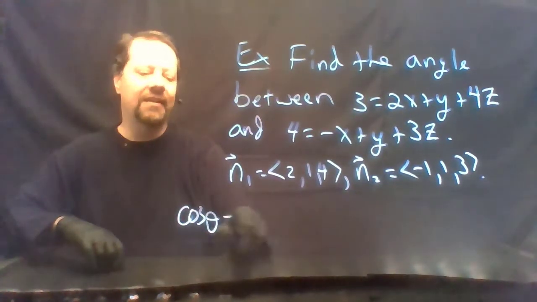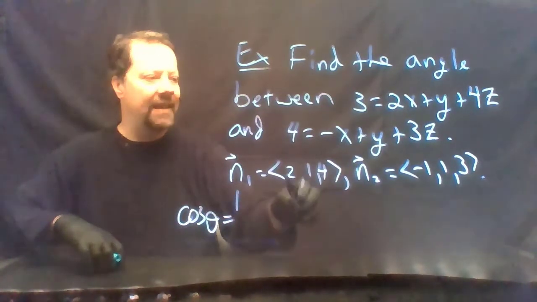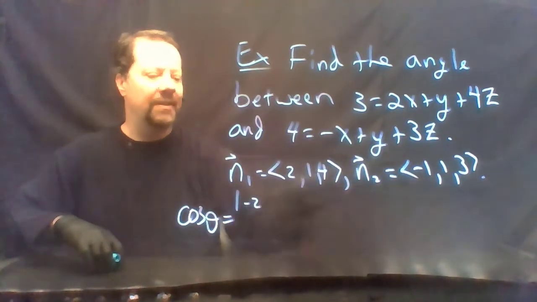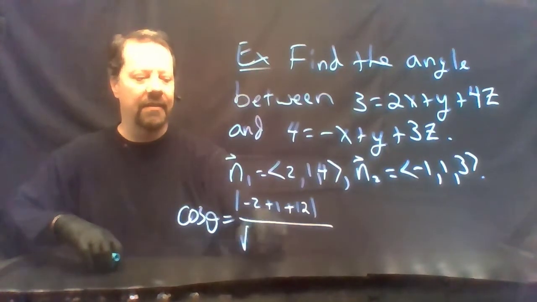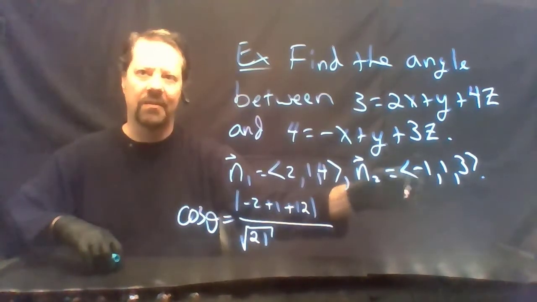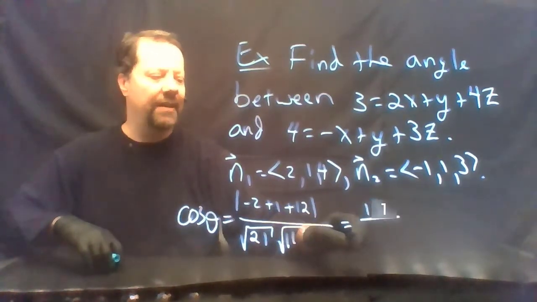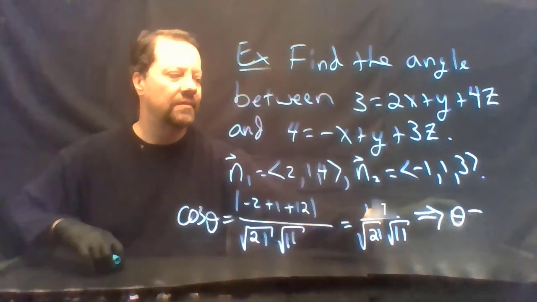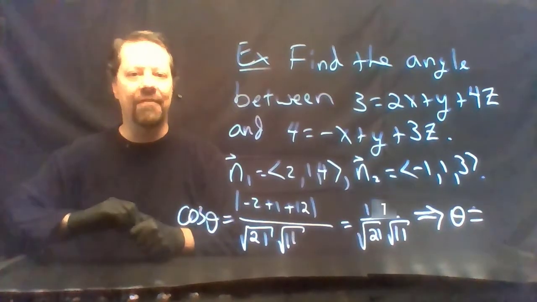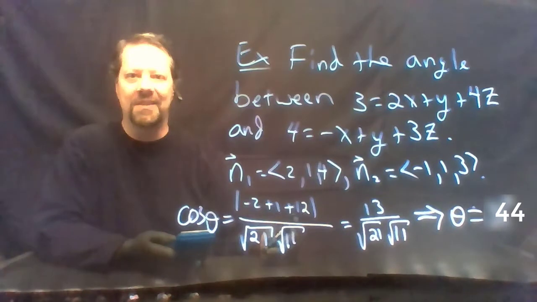It follows then that the cosine is equal to the dot product divided by the product of the norms, in absolute value. The dot product is negative 2 plus 1 plus 12, divided by 16 and 4 is 20, square root of 21, and 9 plus 1 plus 1, square root of 11. So we end up with 13 divided by the square root of 21, square root of 11. In order to calculate the angle, we need to take the inverse cosine. My calculator gives me about 44 degrees.